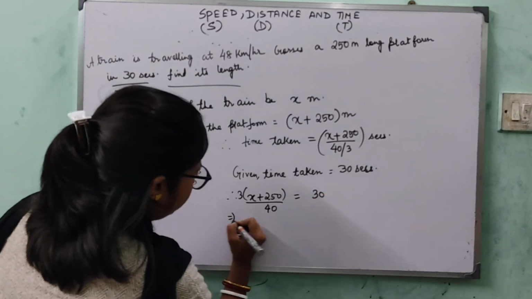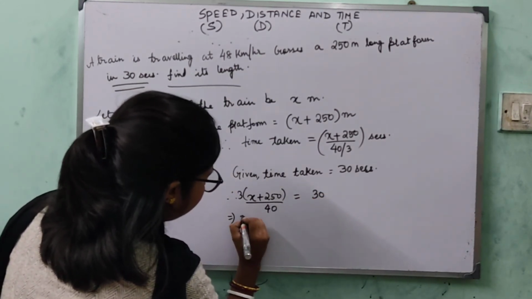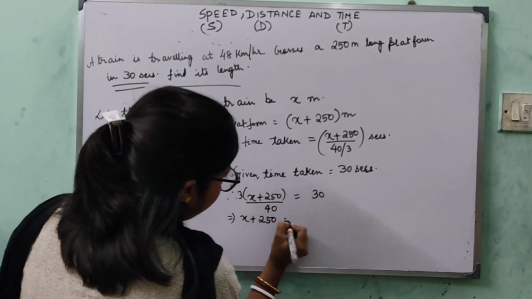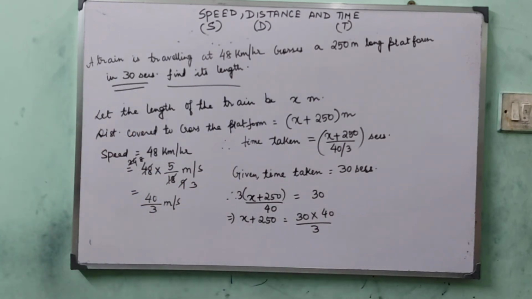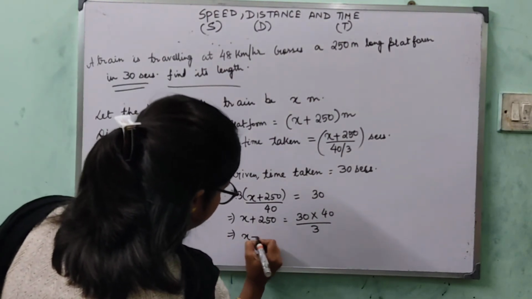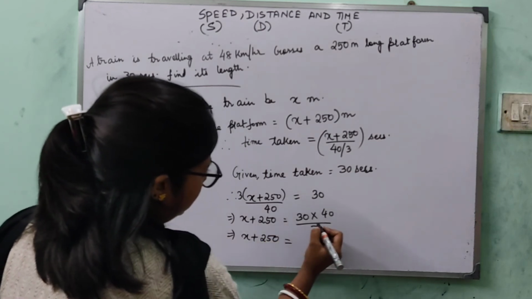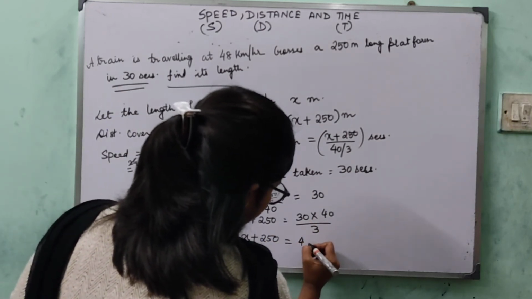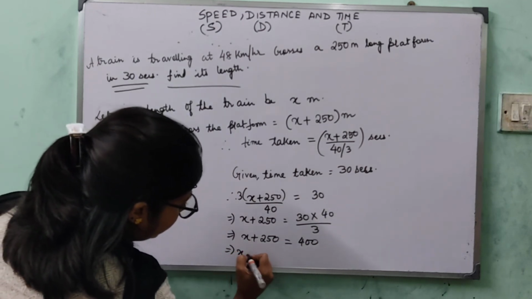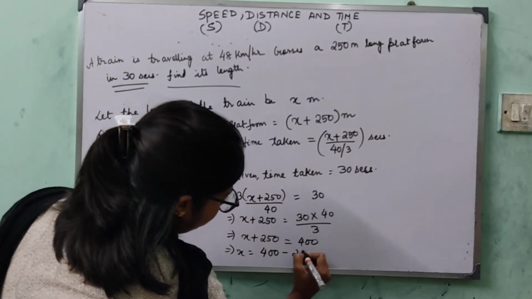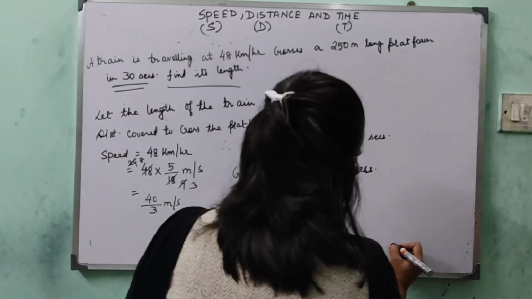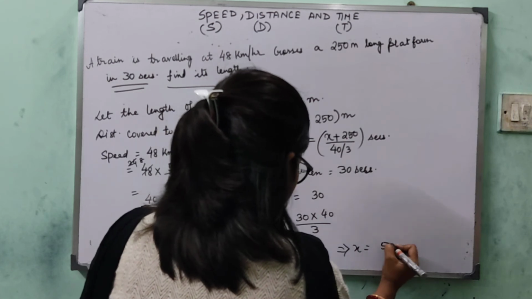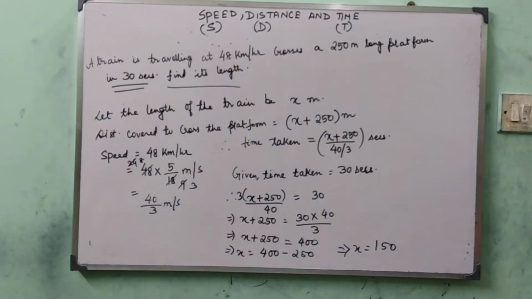equals 30, that implies x plus 250 is equal to 30 into 40/3, x plus 250 is equal to 400. So x is equal to 400 minus 250. So x is equal to 150. So we have got the value of x as 150.